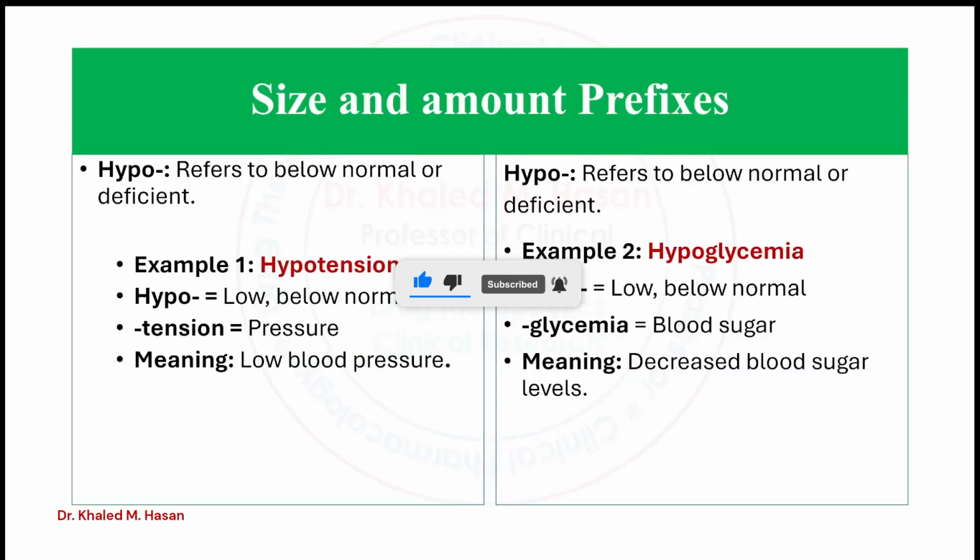Okay, moving to the next medical terminology, we have hypo, refer to below normal or deficient. Example, we have hypotension. Hypotension mean low blood pressure. Hypo mean low or below normal. Tension mean pressure. Another example here, hypoglycemia: hypo low or below normal, glycemia blood glucose or blood sugar, and the meaning of hypoglycemia is decreased blood sugar.